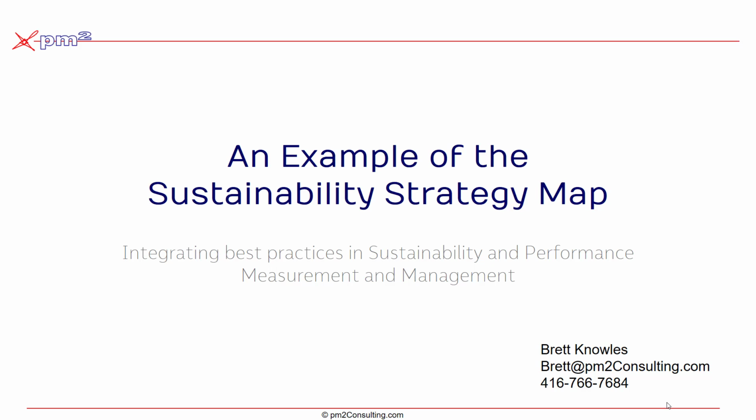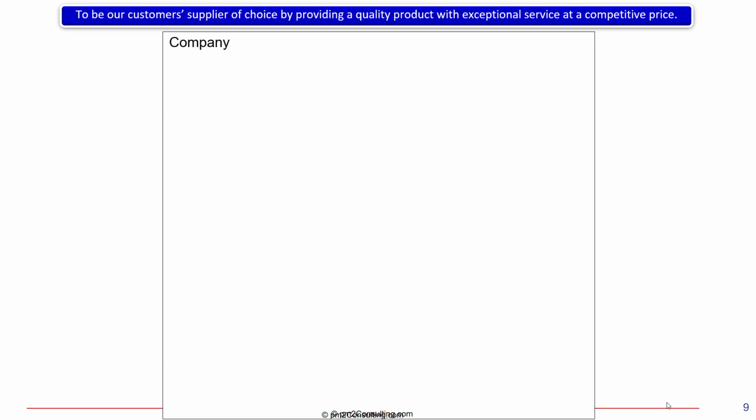This video is a quick walkthrough of an example sustainability strategy map, and in particular I'm going to tell the story as you might tell to a new stakeholder, a new employee, a new executive. So overall, we understand that our corporate strategy is about being the customer's supplier of choice by providing a quality product with exceptional service at a competitive price.